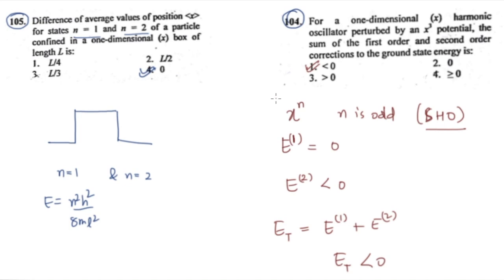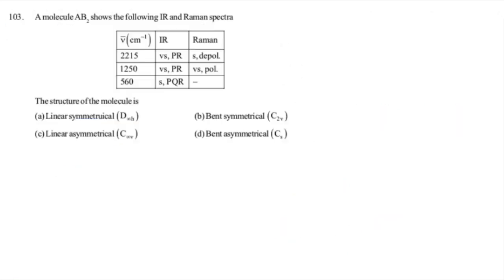Although it looked a little complicated, many students left this question also just by reading it out, but it was very simple. Okay, so that's how it has to be. Understood? Let's take some more questions and see how they have to be solved. So over here in this particular question, this was question number 103, asked for 4 marks. It says that a molecule AB2 shows following IR and Raman spectrum.